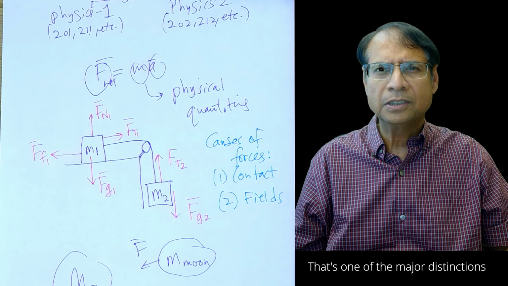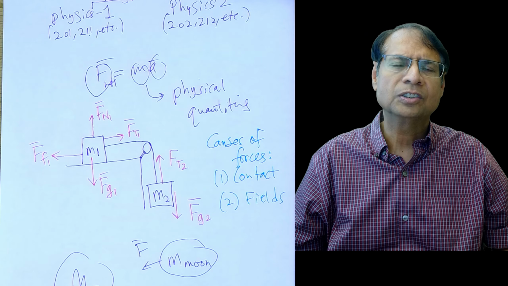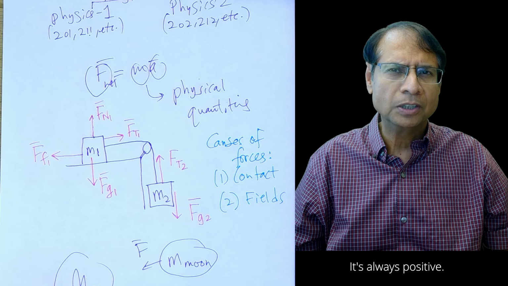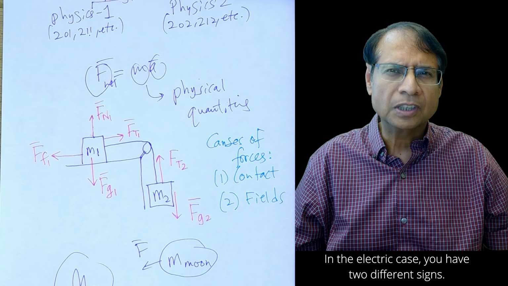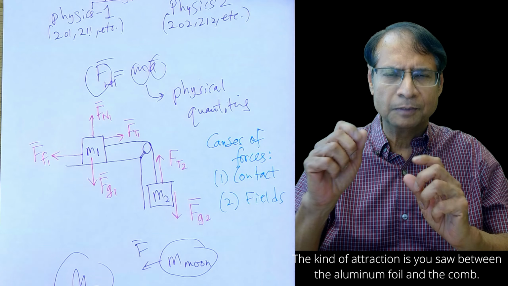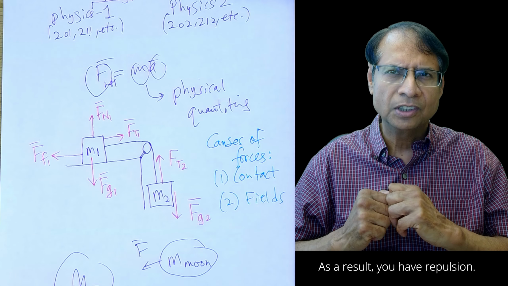So that's one of the major distinctions between electric charge and gravitational charges, which are masses basically. You have only one kind of mass. It's always positive. You always have attraction. In the electric case, you have two different signs. You can have attraction, as you saw between the aluminum foil and the comb. If you have two combs, they're the same sign charge. As a result, you have repulsion.